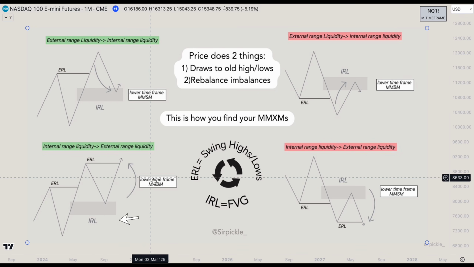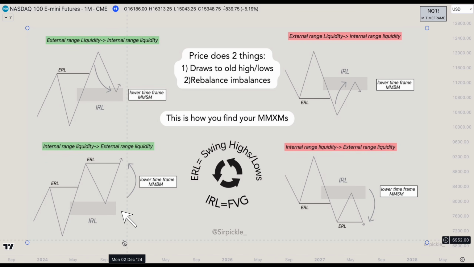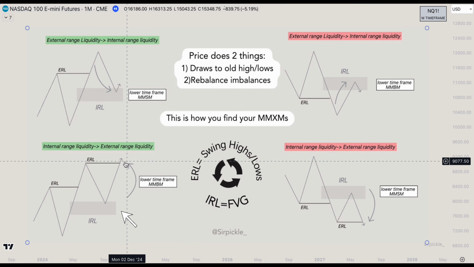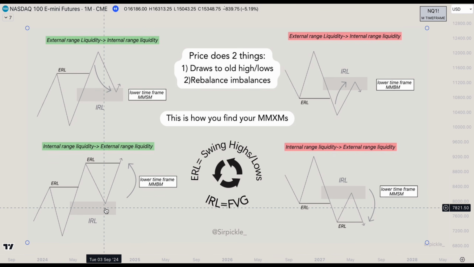You could look for shorts on a lower time frame to target this internal range liquidity. Over here, bottom left, is internal range liquidity to external range liquidity. It is where you will find your lower time frame market maker buy models. So on lower time frames, you can go here, look at the buy side of the curve, and look for long trade setups right there.